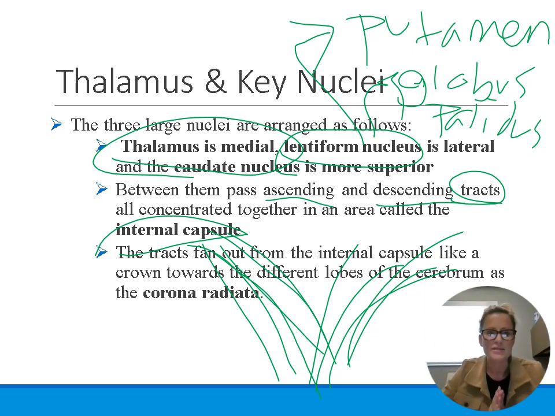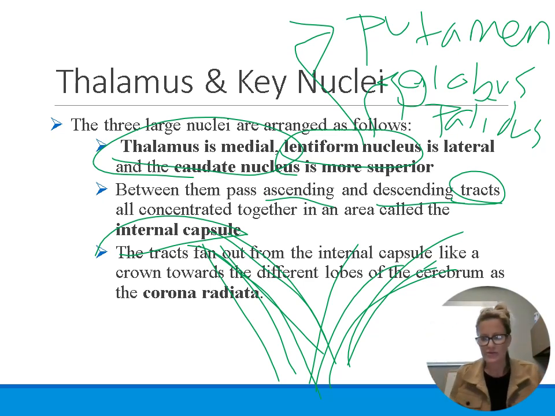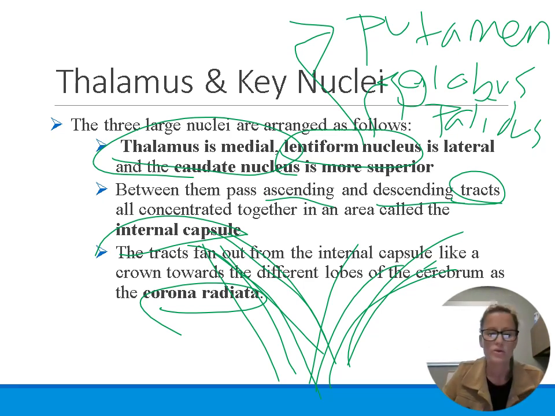The tracts fan out from the internal capsule, kind of like I've drawn here. They fan out, looking like a crown as they go out to all of the different lobes of the cerebrum. Because this looks like a crown, these tracts as they radiate out are referred to as the corona radiata.